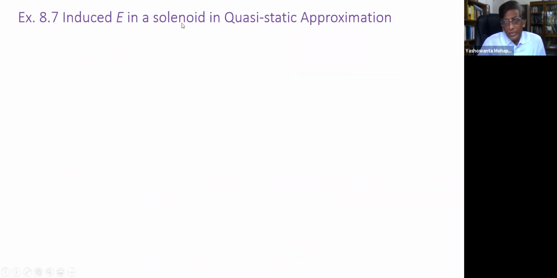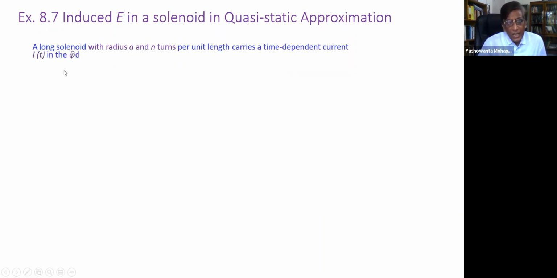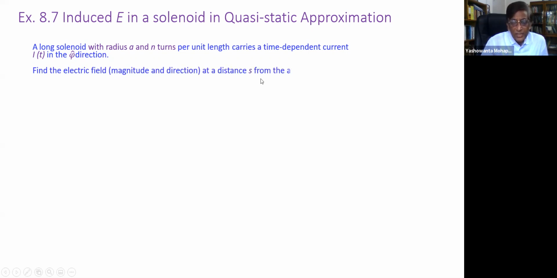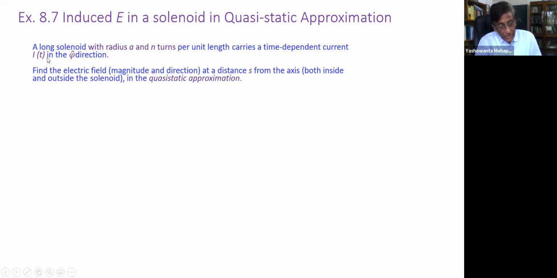Induced E in a solenoid in a quasi-static approximation. Let's assume that I have a long solenoid with radius a and n turns per unit length, carrying a time-dependent current I(t) in the phi direction. Find the electric field magnitude and direction at a distance s from the axis, both inside and outside the solenoid, in the quasi-static approximation. That is, I is a function of time, but such that magnetostatics is valid. So that is what I mean by quasi-static approximation.